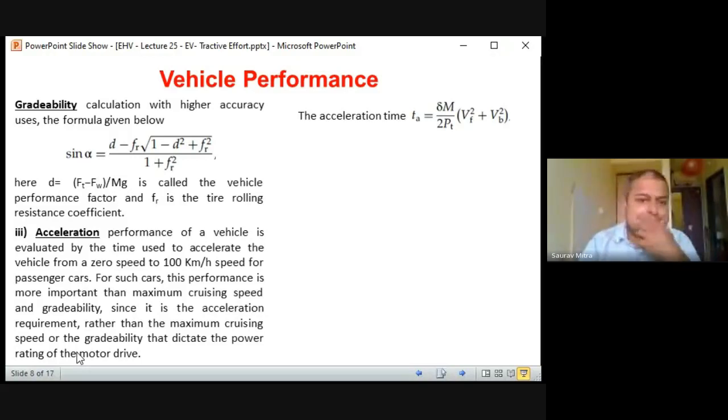So what we are finding is the acceleration time t_a, that is from 0 to 100 kilometer per hour, given by delta m divided by 2 p_t, and this is also a rough formula. This is not a very accurate formula. V_f and v_b.